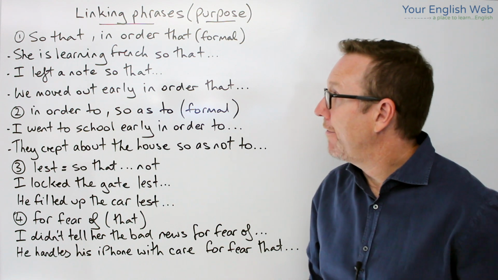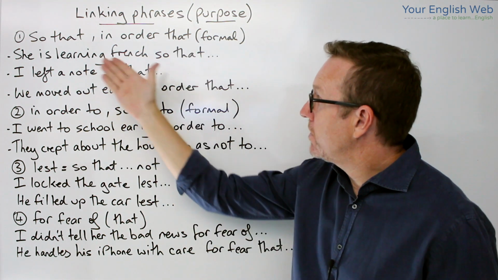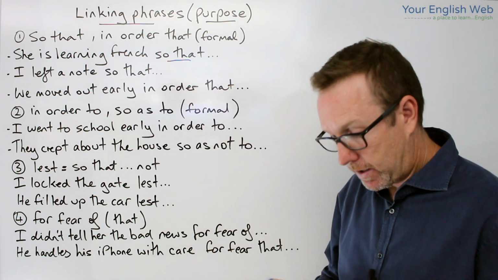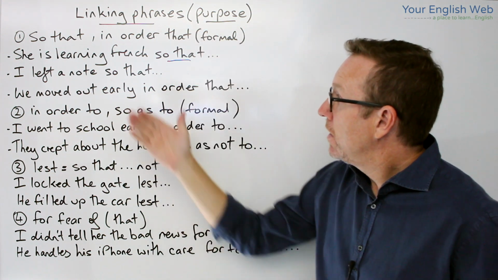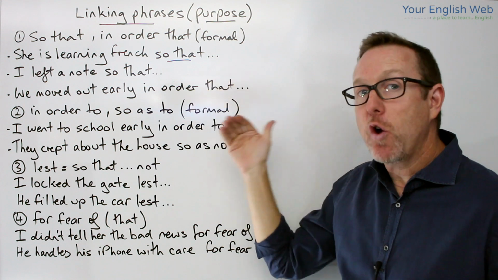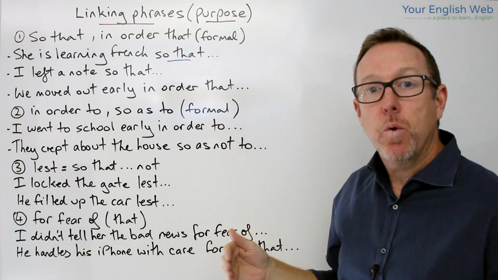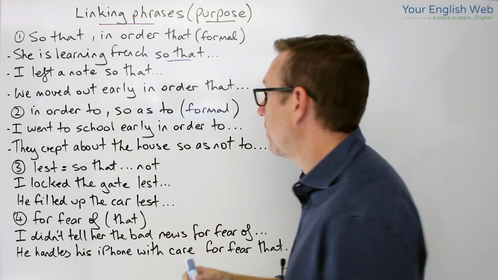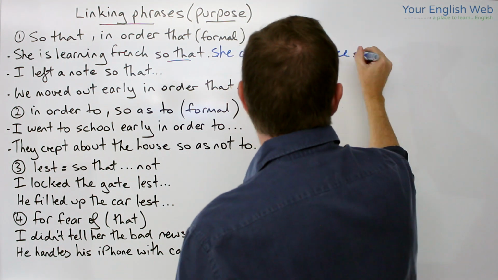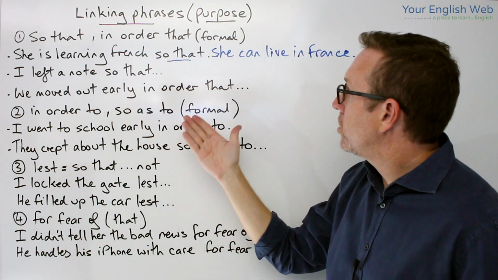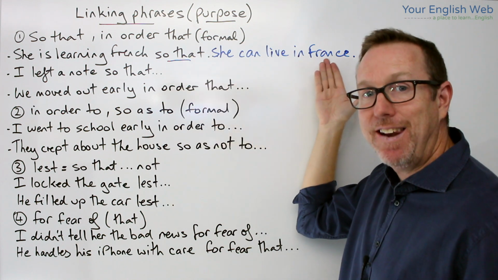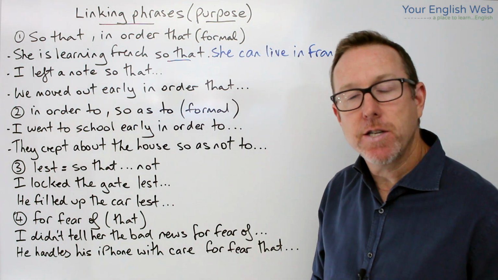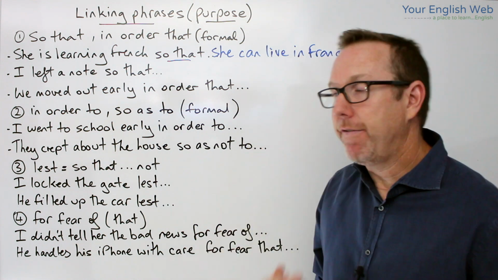So the first one that we have here is that she is learning French so that. Right, so here we have our conjunction or our linking phrase. So she's learning French so that, what's the purpose of her learning French? She's learning French so that she can live in France. That's the purpose for her learning French, okay? She's learning French so that she can live in France.